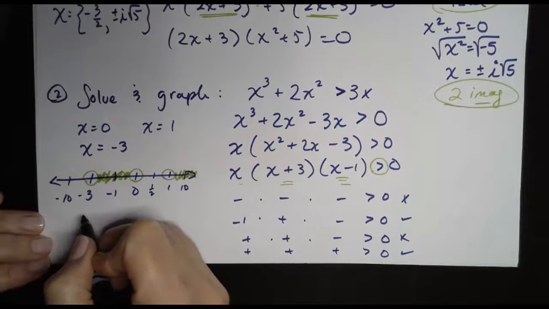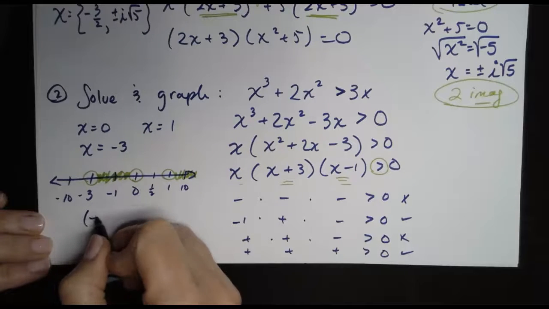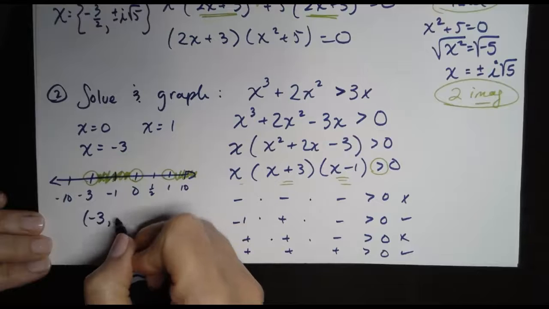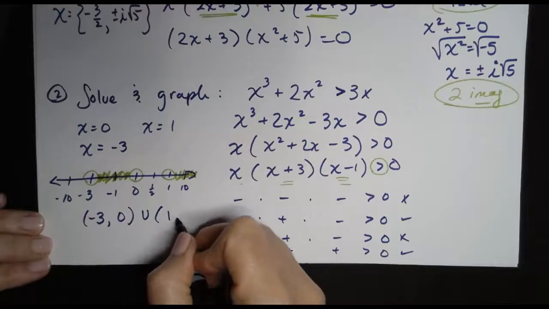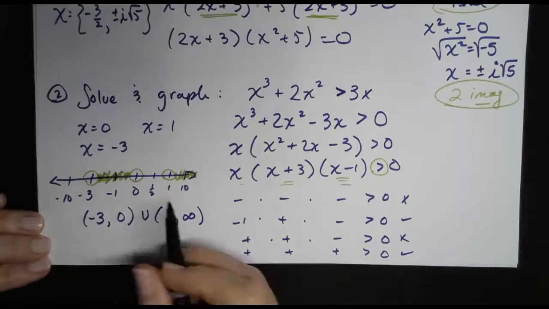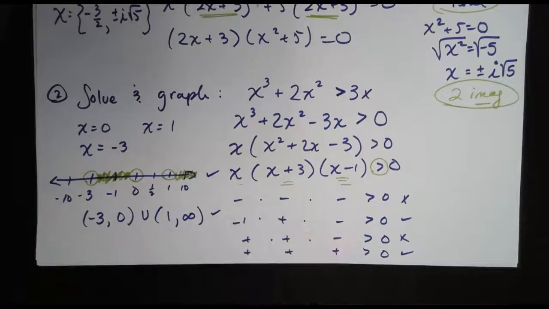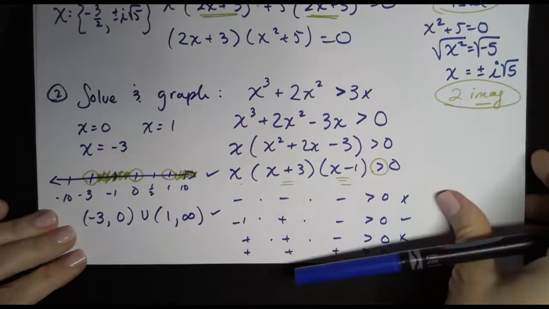So finally, let's do our interval notation here. Parenthesis, negative 3 to 0, union, parenthesis, 1 to infinity. So this is our number line. This is our interval notation. Got another one of those that's a little more challenging.